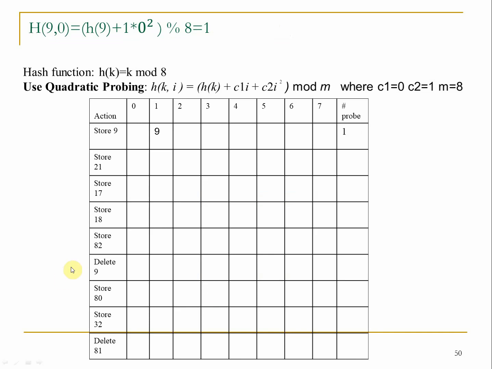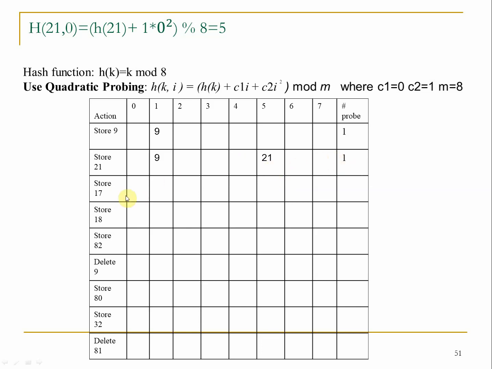Now when we try to store the value of 9, it's the same operation. h of 9, 0 equals h of 9, which gives the home position equal to 1. Because i is 0, i squared still gives 0, and therefore you look into the home position. It is available, so we can put 9 over here. Then we look at the next value, 21. We feed 21 and 0, look into the home position of 5, and find it's available, so the number of probings equals 1.